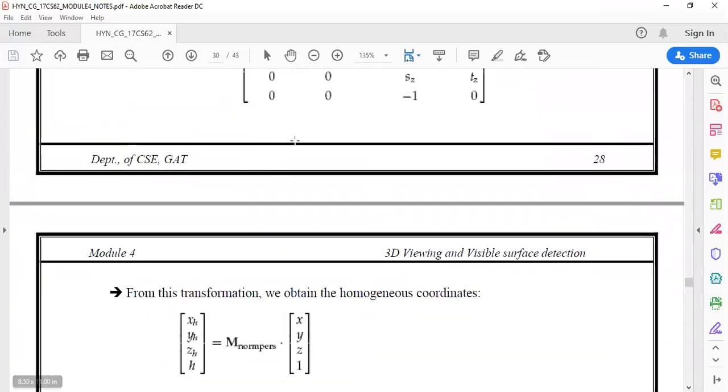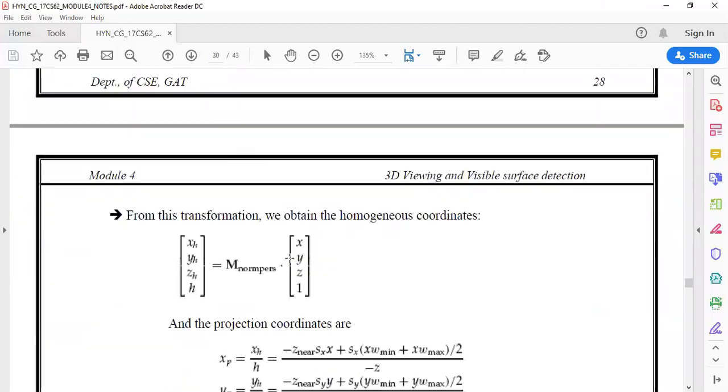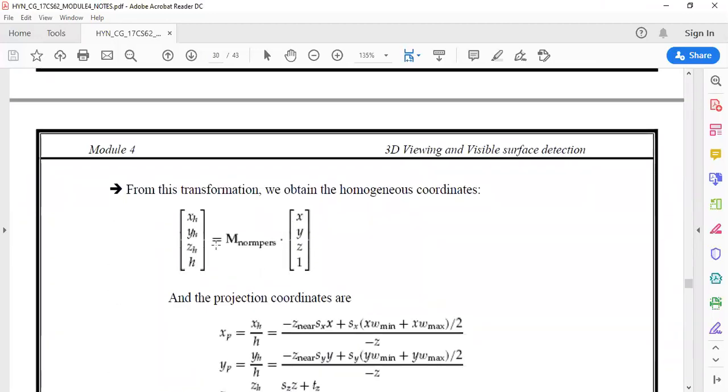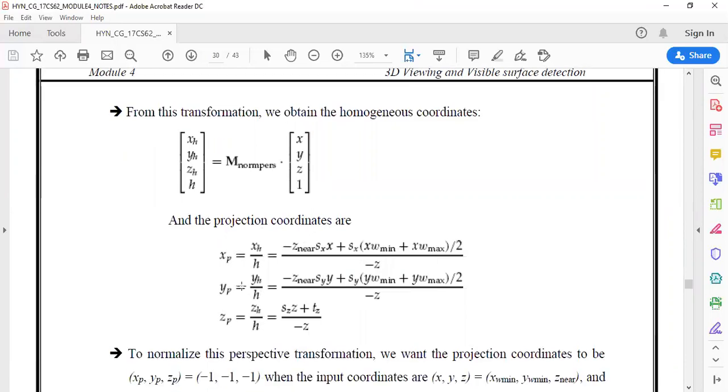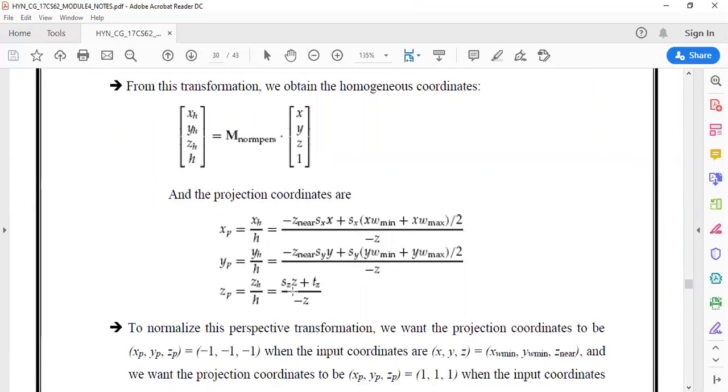Once we obtain the normalized perspective projection transformation, if I multiply it with (x, y, z, 1), I'll get my actual homogeneous coordinates, which we wrote as xp equal to xh by h. So just multiply M normalization into (x, y, z, 1) and you will get these values. yp is equal to yh by h, and zp is equal to zh by h.